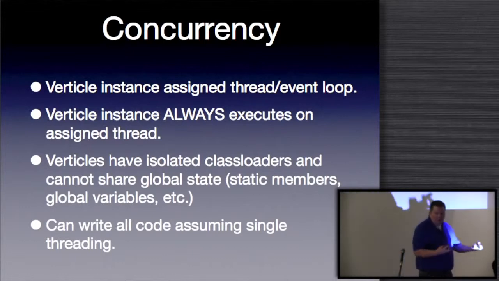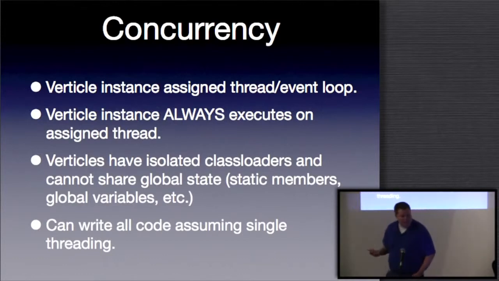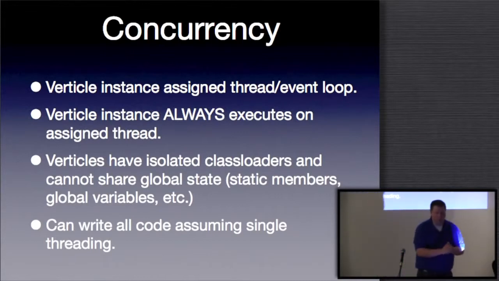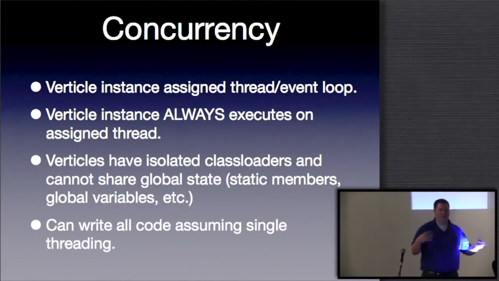So all of these constraints give us the ability to write all of our code assuming single threading. There's no need to worry about synchronization. There's no need to worry about locking. Of course, now that we've guaranteed that our verticals are isolated, we have a problem. We've got a bunch of processes out there running that are isolated. They can't talk to each other. We can't get any useful work done.